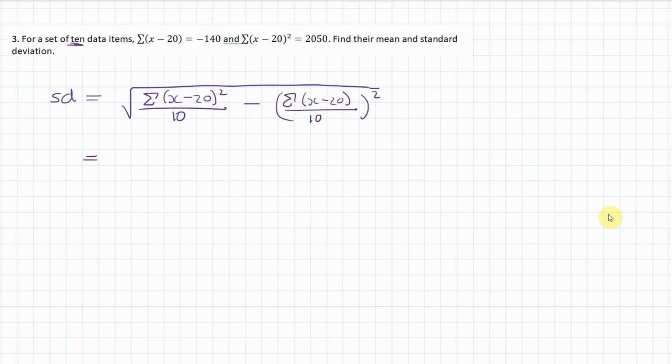So let's get that. We get the square root of 2,050 all over 10, minus negative 140 over 10, and we square that. Let's see what we get when we chuck this into the old calculator. 2050 over 10, minus negative 140 over 10 squared. I'm getting that the standard deviation is, in fact, 3.